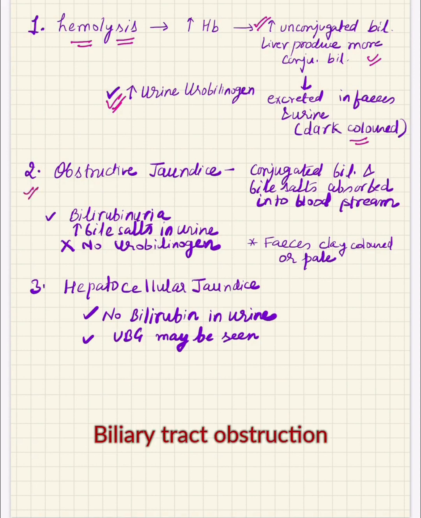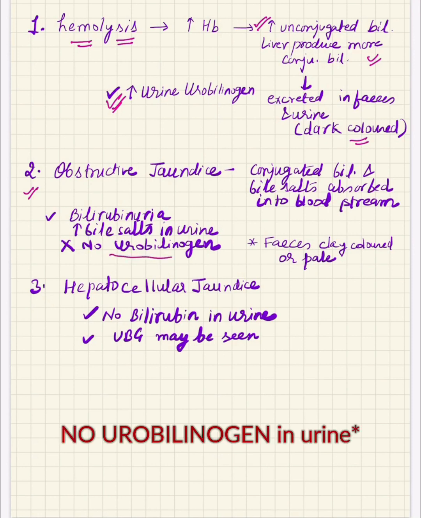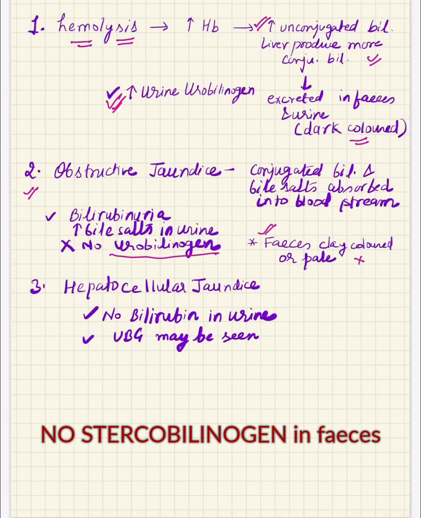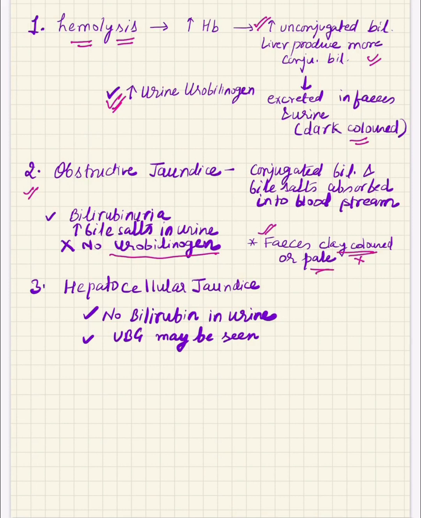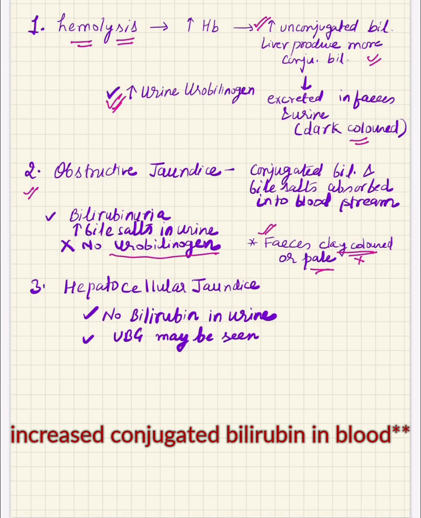The second concept is that in obstructive jaundice, as I told you earlier, the conjugated bilirubin is not able to reach the intestine. So there will be no urobilinogen in the urine, and the feces, because of the lack of stercobilinogen, will be pale or clay colored. This is another important concept and a very important viva question also. And the conjugated bilirubin increases in the blood because of the increased pressure. There is a bile duct obstruction, and because of the increased pressure, this conjugated bilirubin spills over into the blood, and in the blood conjugated bilirubin is increased.